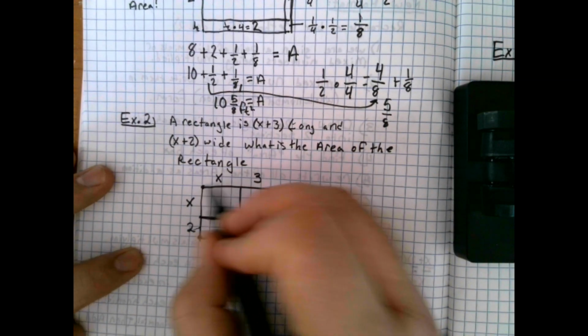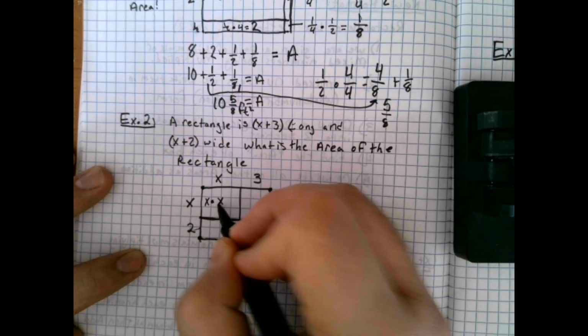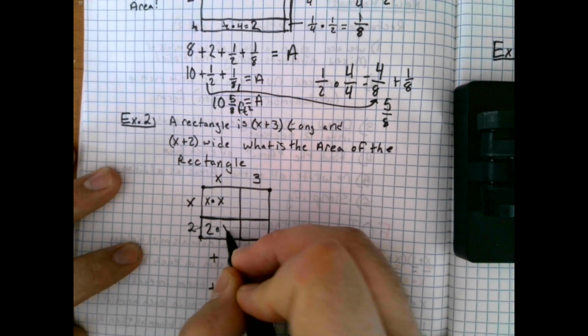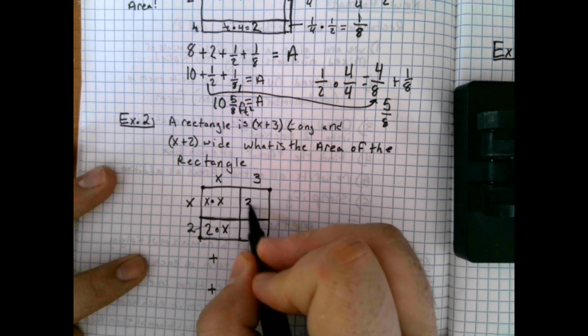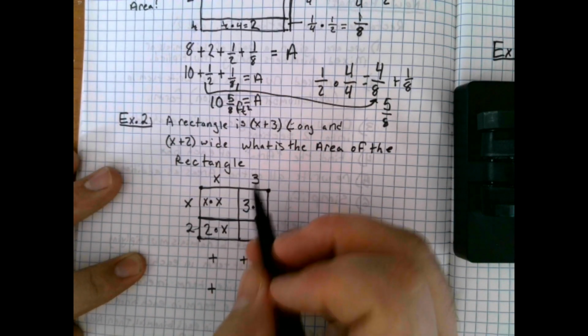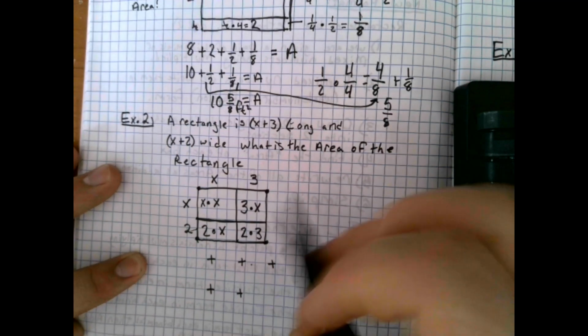In order to find the area of each box here, all we have to do is take the width and the length, x and x in this case, and we have x times x. Here we're going to have 2 and x, so 2 times x. Here we're going to have x and 3, so we're going to have 3 times x. And here we're going to have 2 and 3, so we're going to have 2 times 3.